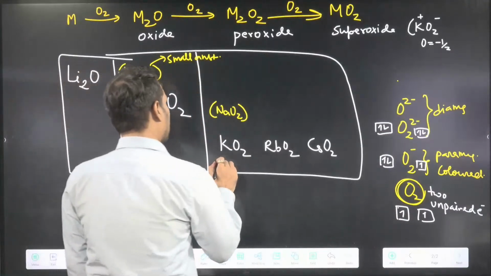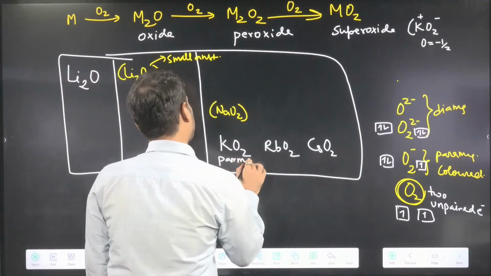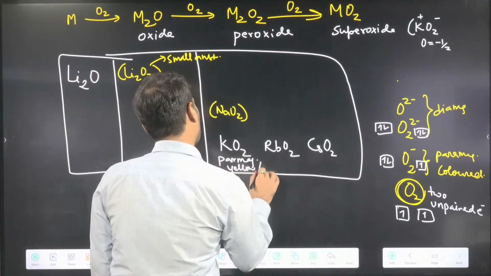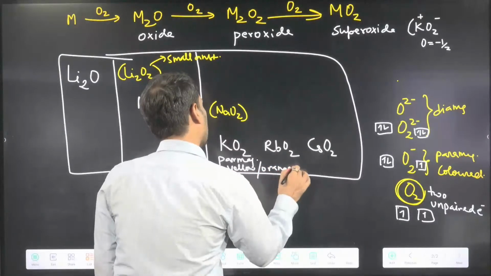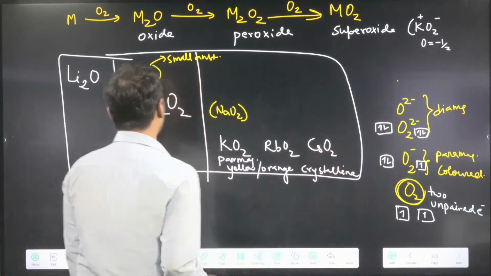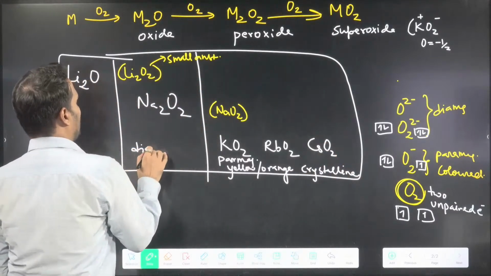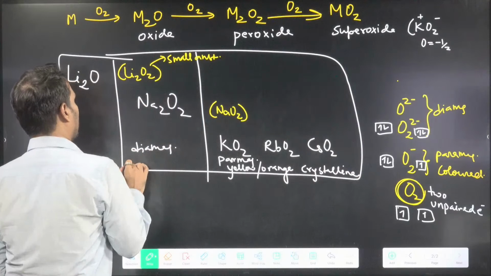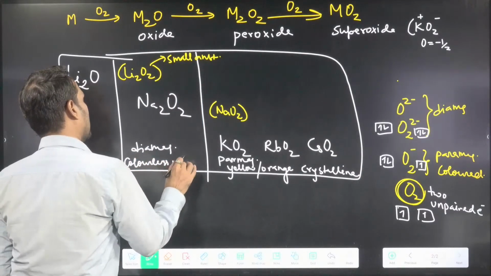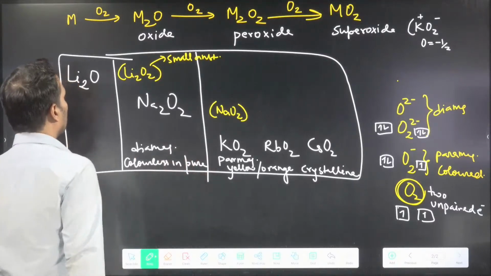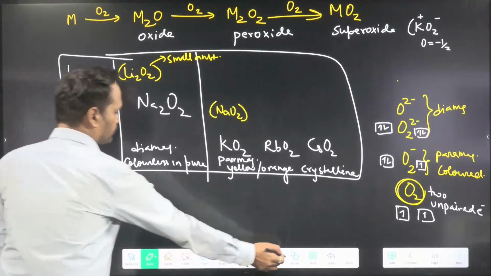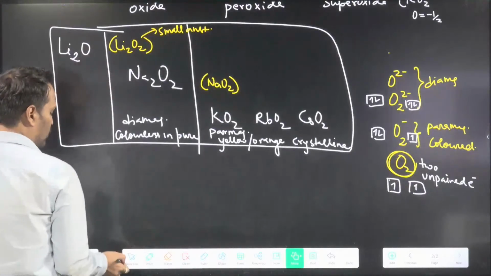So we write like this: this one is your paramagnetic, this one is yellow, orange, crystal. Okay? Here they say it is diamagnetic, and then they will say colorless in pure form. Colorless in pure form. Okay? Oxide is also diamagnetic, colorless only. Done. Okay. Now come to that question.